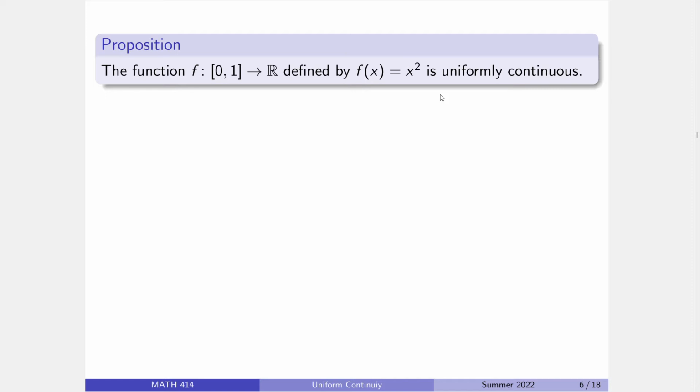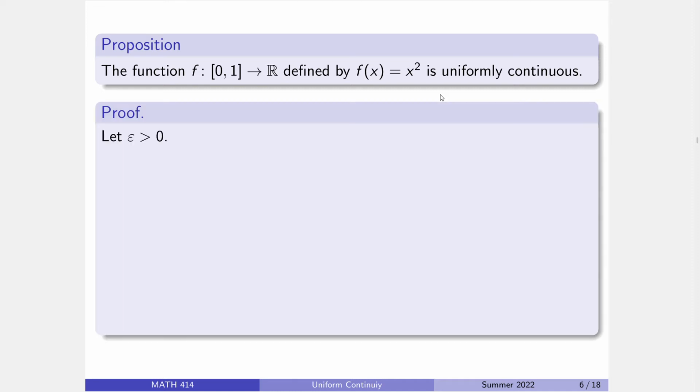Something that is hopefully starting to formulate in your brain, something you may have noticed, is that uniform continuity seems like it's domain-dependent. And as we see here, that is absolutely the case. The function x squared is continuous, and depending on the domain you restrict your attention to, it may or may not be uniformly continuous. So here, if we restrict our attention to just good old [0, 1], then what we've got is a uniformly continuous function.